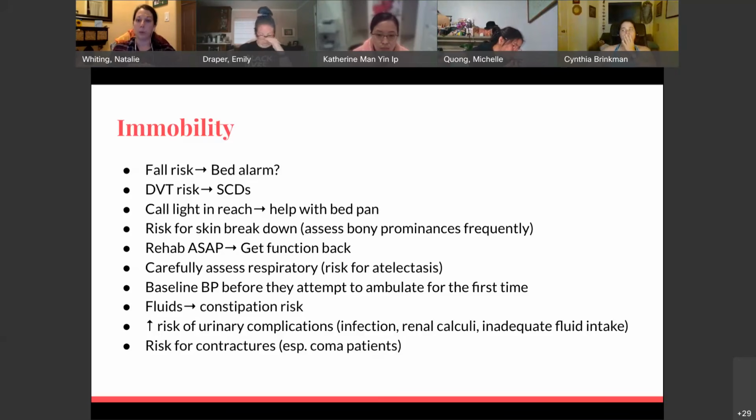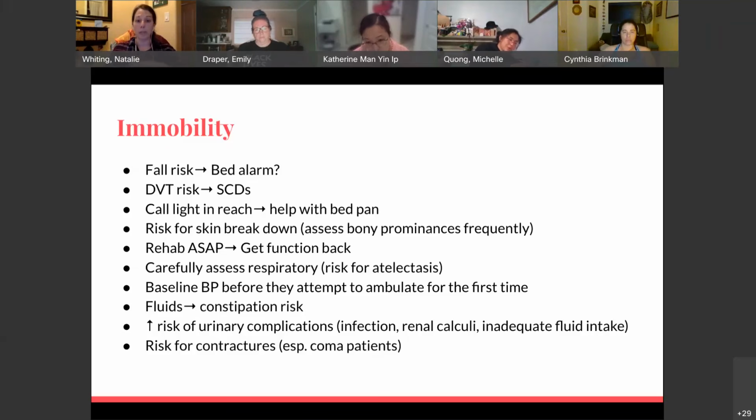We want to make sure that we're giving them enough fluids and maintaining their fluids, strict I&Os, right? They are at risk for constipation when they're immobile. They're also at risk for urinary complications, so infections, renal calculi, which is kidney stones. And if they're not getting adequate fluid intake, they're going to have an issue with glomerular filtration, and their urine's going to be super concentrated. So stay on top of both urinary and GI issues when they're immobile.